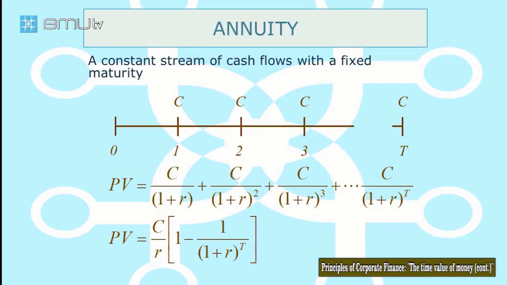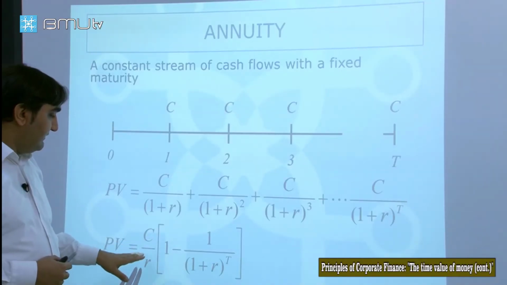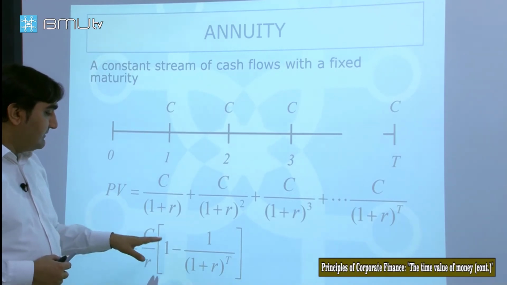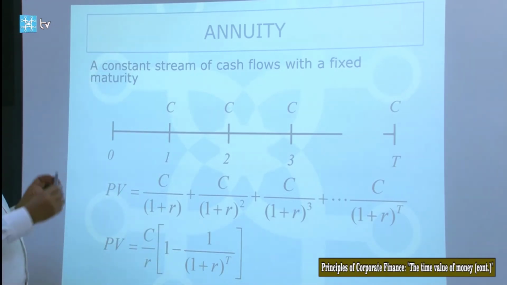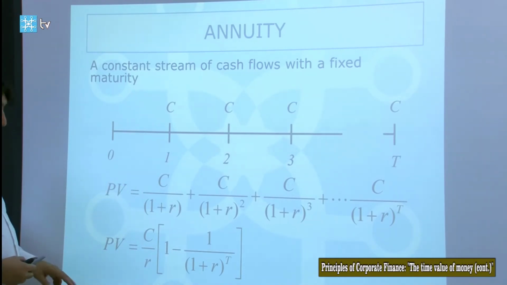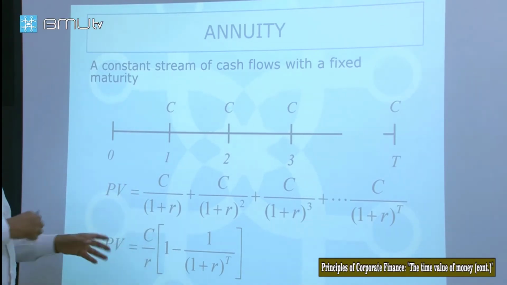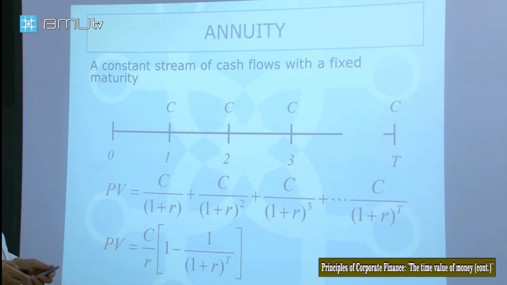C is constant and it has a fixed maturity T. It may be 5 years, 10 years or others. And finally, the present value for all these numbers, with small simplification, we get present value as C divided by R times 1 minus 1 divided by 1 plus rate to the power of T. This formula is the same as I wrote, that's just a rearrangement of the formula.